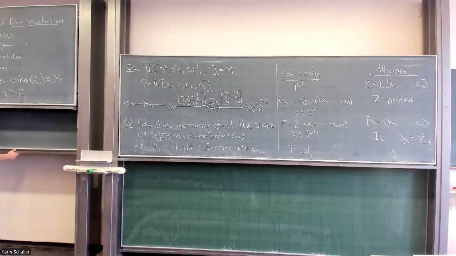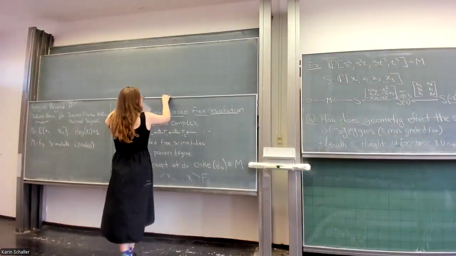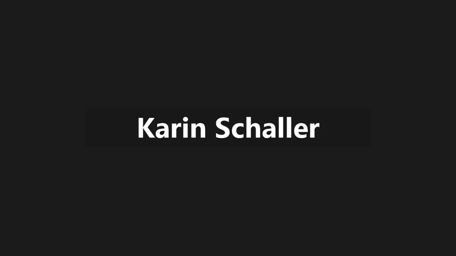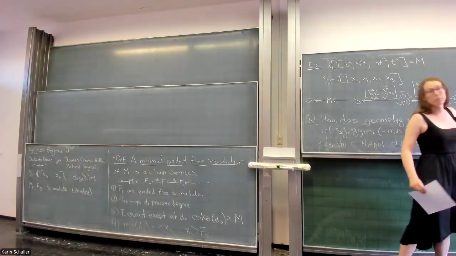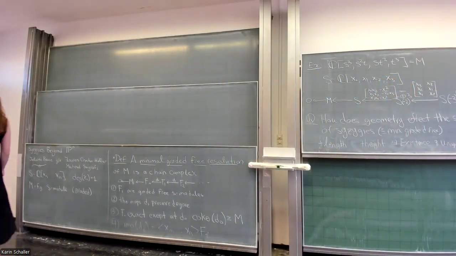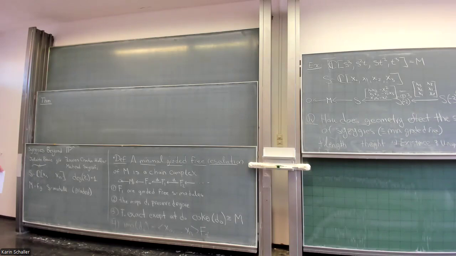From now on, I'm always going to assume that I'm looking at things in this correspondence. So if I write an M, I mean it comes from some coherent sheaf F. And if I write F, I mean it comes from some graded module, and vice versa. The first thing you probably want to know is that minimal graded free resolutions exist.